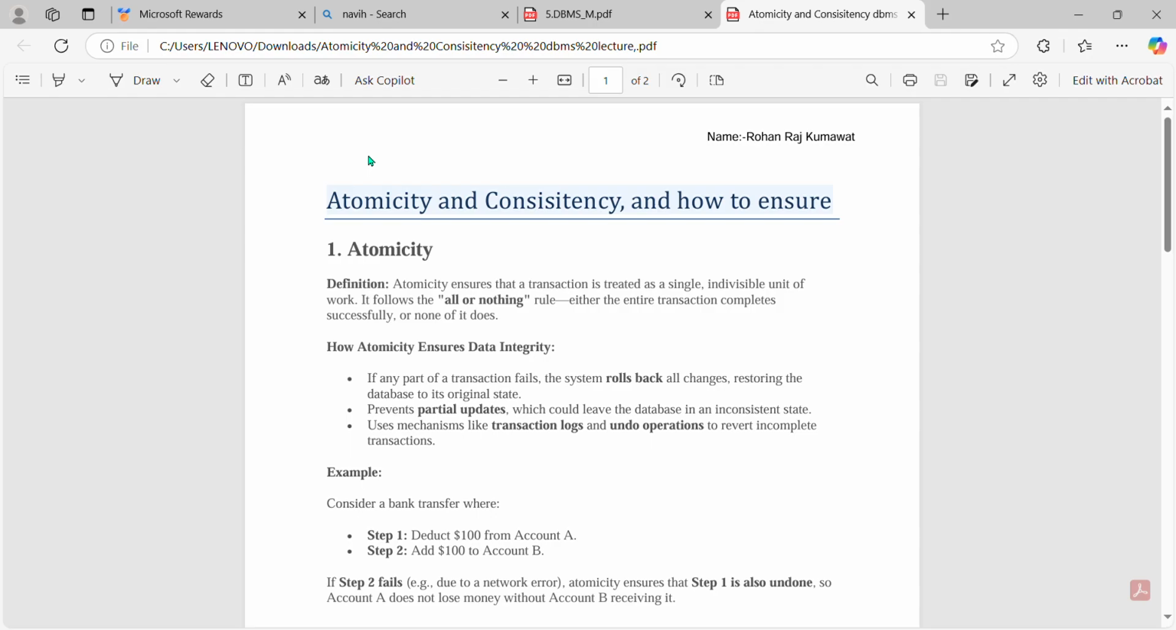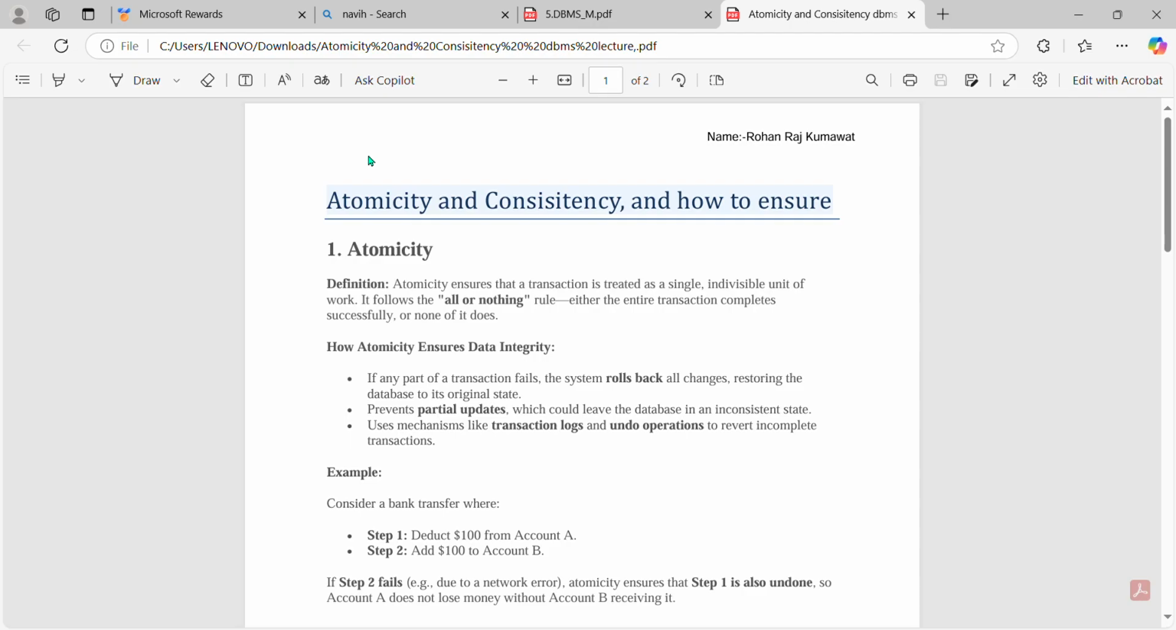atomicity. Atomicity ensures that a transaction is treated as a single individual unit of work. It follows the all-or-nothing rule. Either the entire transaction completes successfully or none of it does. And how atomicity ensures data integrity.